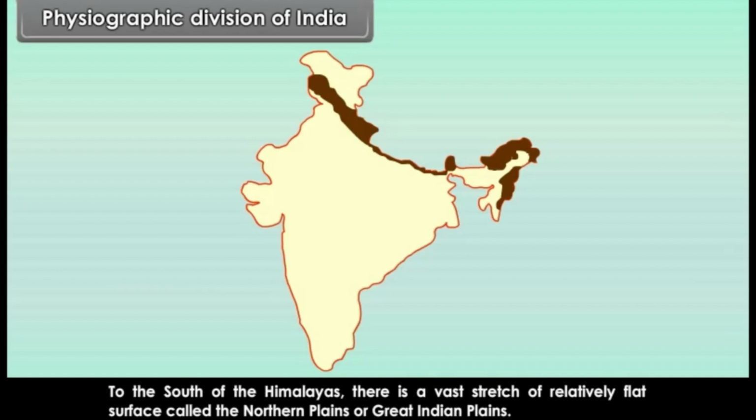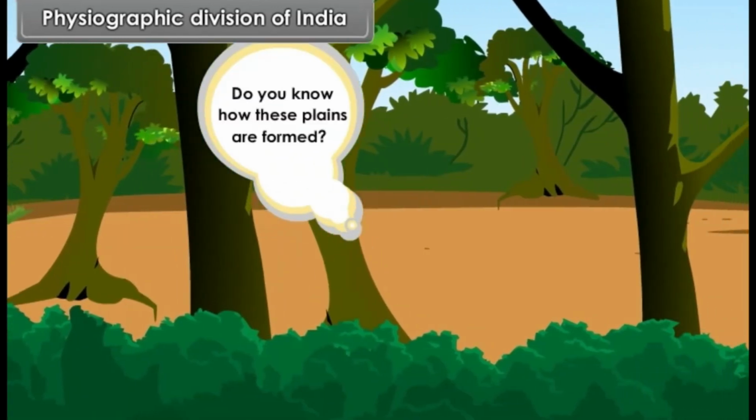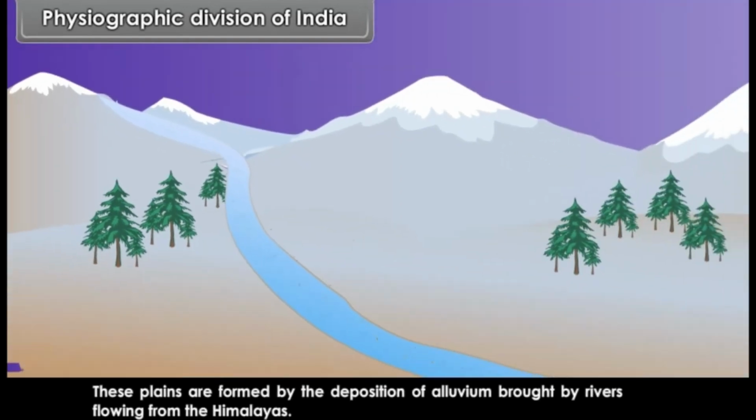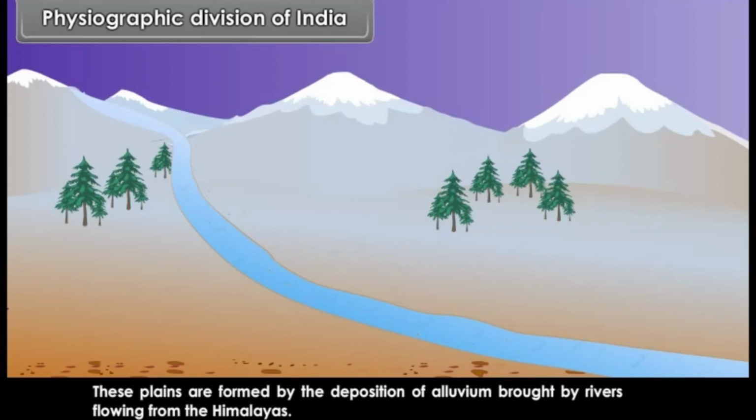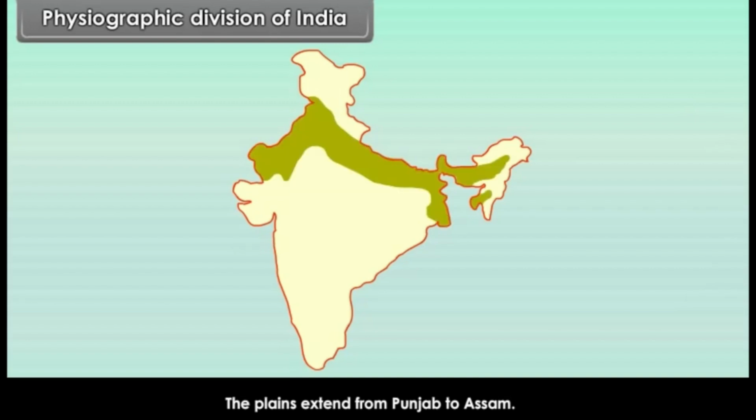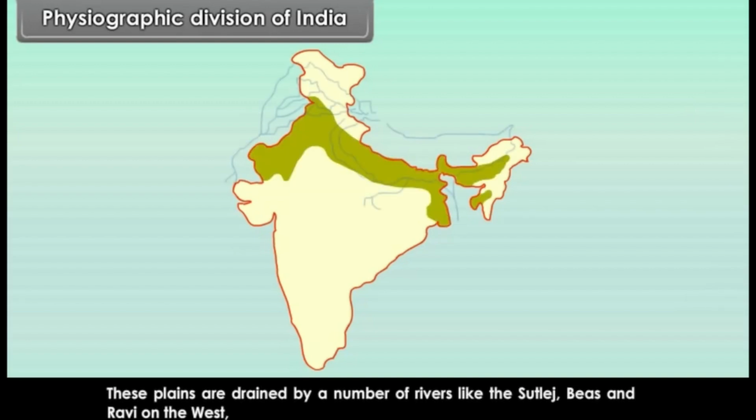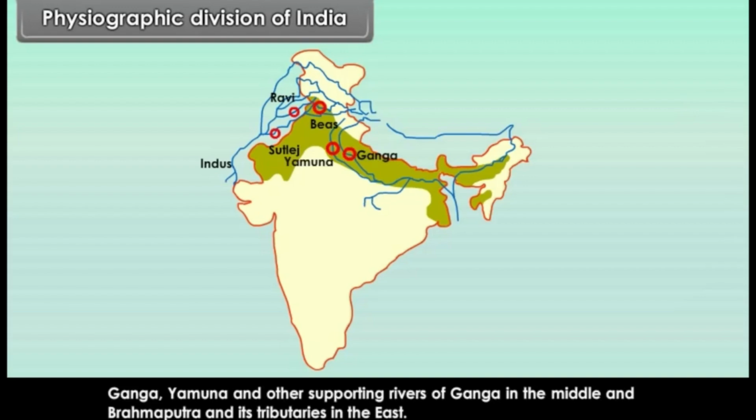To the south of the Himalayas, there is a vast stretch of relatively flat surface called the Northern Plains or Great Indian Plains. Do you know how these plains are formed? These plains are formed by the deposition of alluvium brought by rivers flowing from the Himalayas. The plains extend from Punjab to Assam. These plains are drained by a number of rivers like the Satluj, Beas and Ravi on the west, Ganga, Yamuna and other supporting rivers of Ganga in the middle, and Brahmaputra and its tributaries in the east.